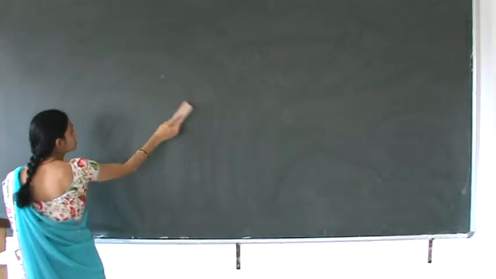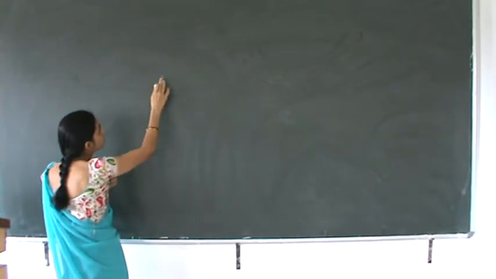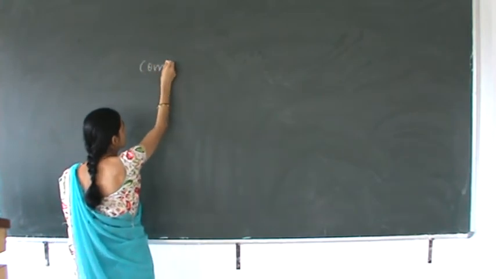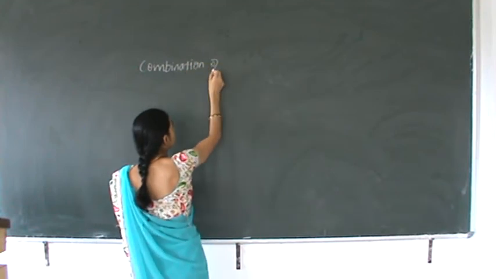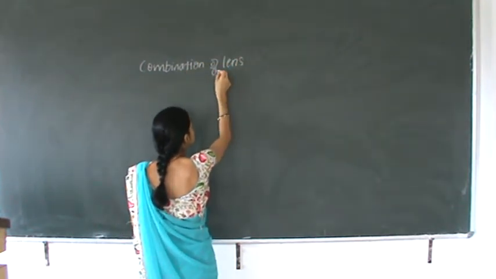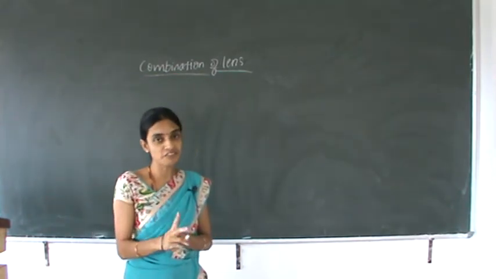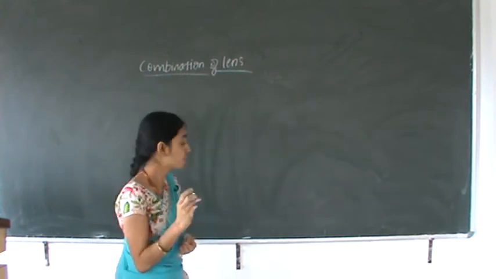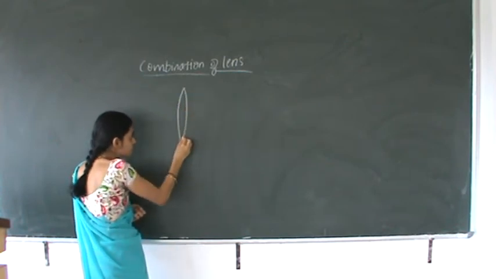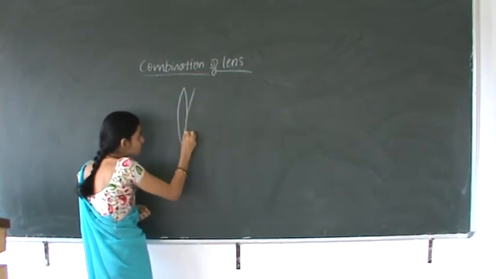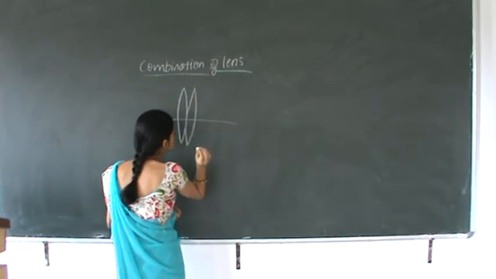Next, you have to find out the expression of equivalent focal length when two lenses are kept in contact. That is nothing but a combination of lenses. Here I am going to consider two convex lenses of different focal lengths kept coaxially. So here the lenses should be thin lenses, not thick lenses.